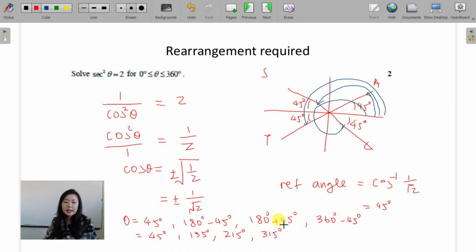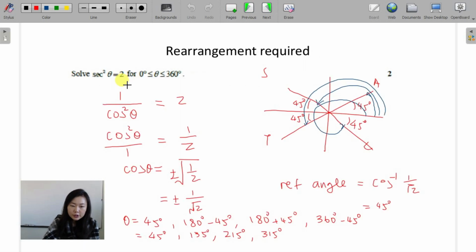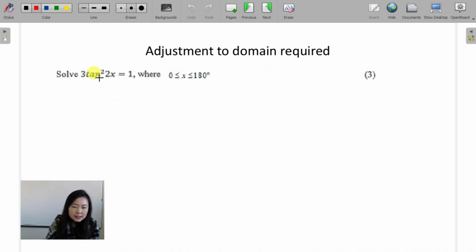All right, so let's look at another one. This time, an adjustment to the domain is required. Now, how do I know that? If you compare to the question before, it's a simple cos theta, right? Whereas this one is tan 2x. So if the function inside the trig function is not a straightforward single x or single theta, some sort of adjustment is required. So let's start by taking the original domain.